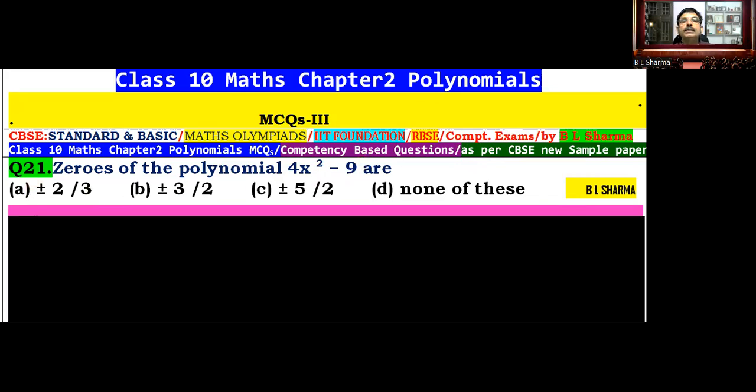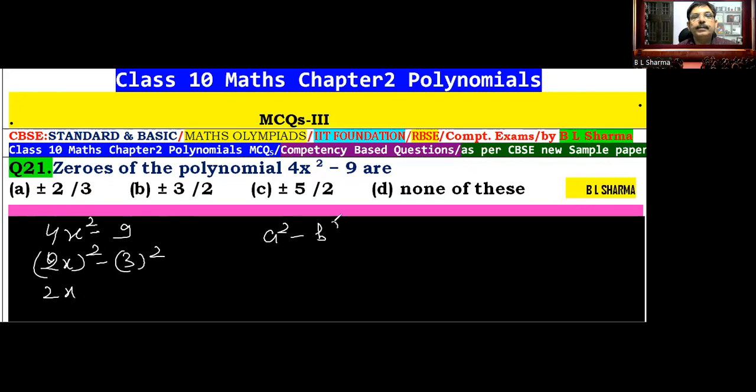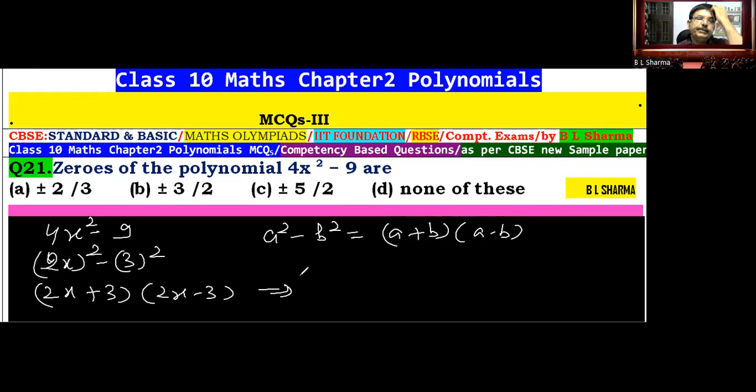So question number 21, that is on your screen. Zeros of the quadratic polynomial 4x squared minus 9 will be. So we have to factorize it. That is 4x squared minus 9. We can write (2x) whole square minus (3) whole square. So using the property a squared minus b squared equals (a plus b) into (a minus b), we can write (2x plus 3) and (2x minus 3). Now putting each factor equal to 0.